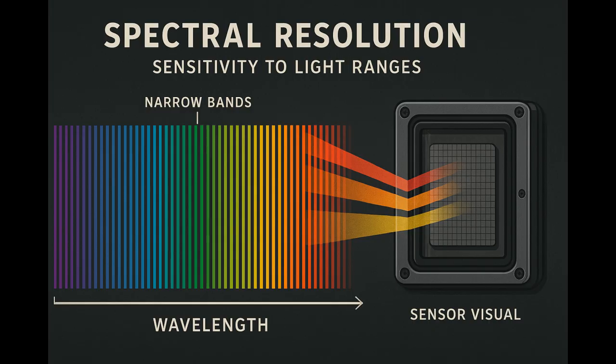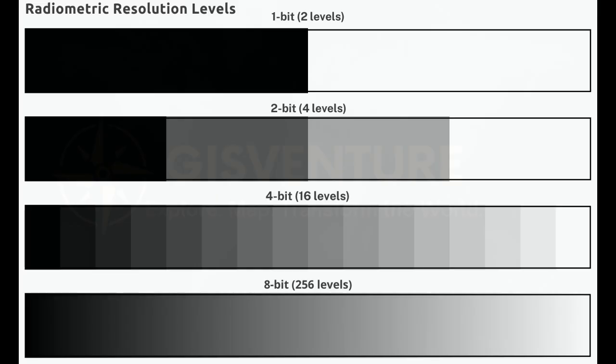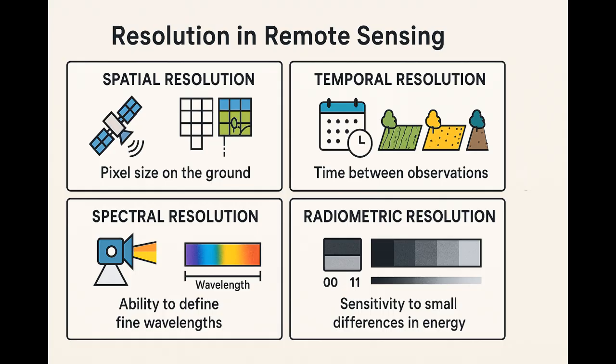Radiometric resolution tells us how finely the sensor can detect differences in brightness or reflectance. An 8-bit image can display 256 shades of grey, while a 12-bit image can show over 4000 levels. Together, these four types of resolution define what, when, and how well we observe the Earth. So next time you download satellite data, make sure you know which resolution matters most for your project.